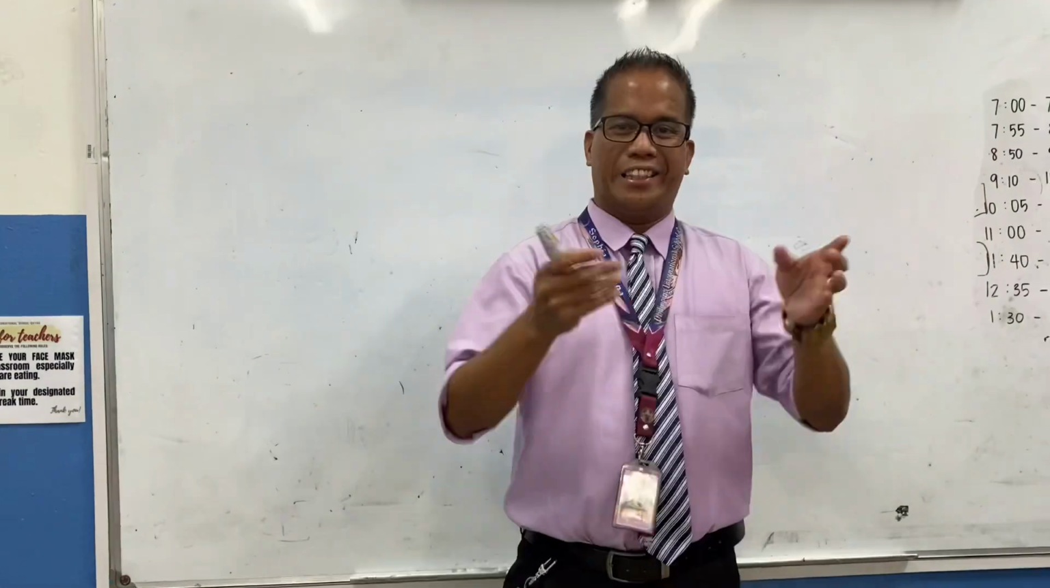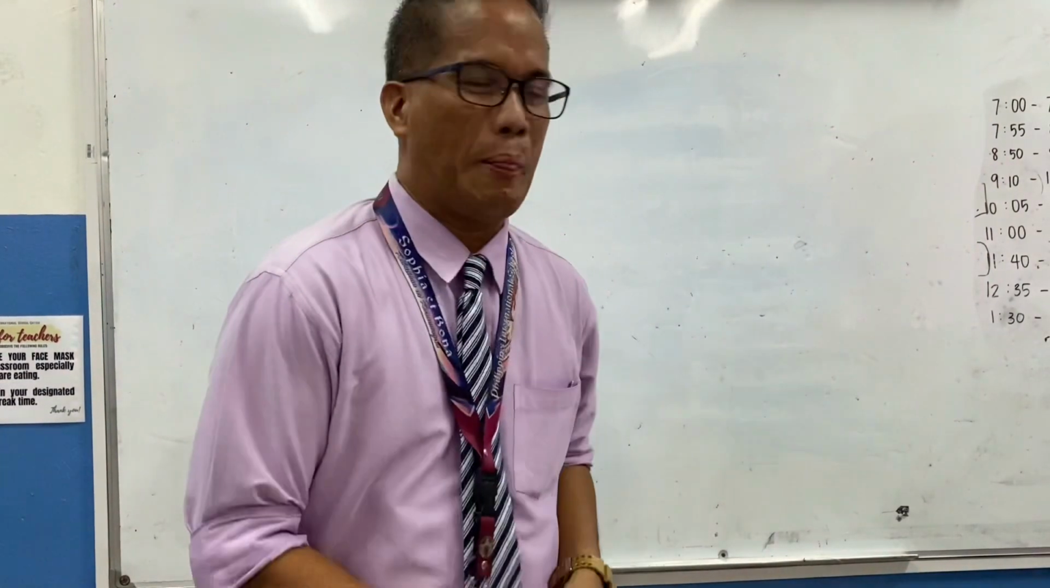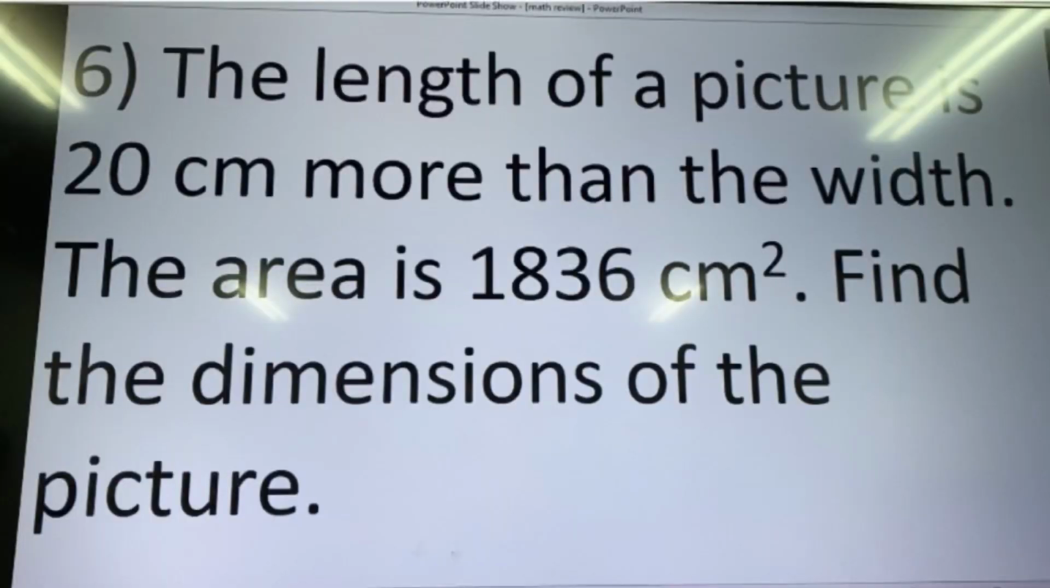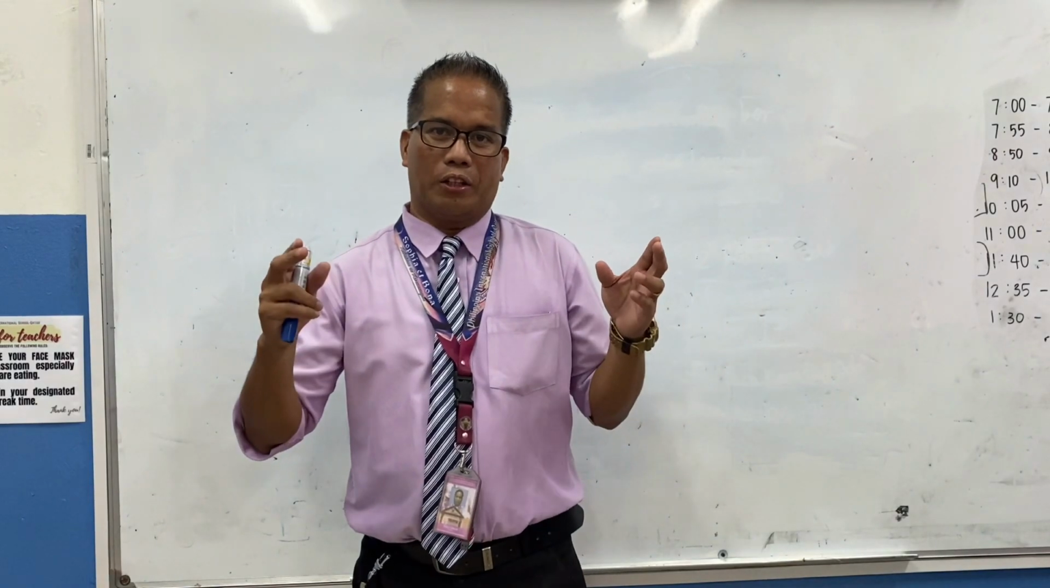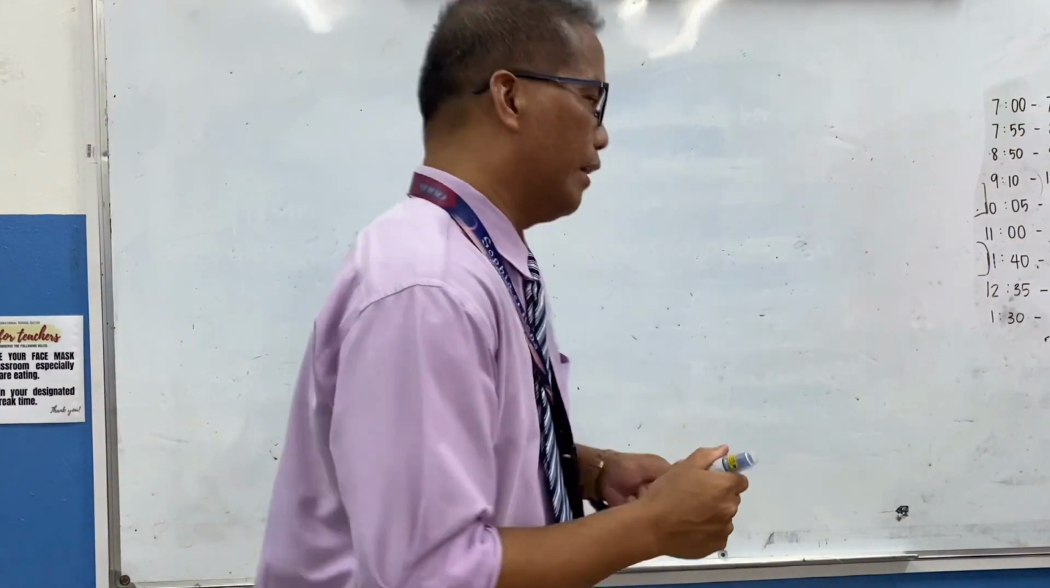Okay guys, let us answer question number 6. Question. The length of a picture is 20 centimeters more than the width. The area is 1,836 square centimeters. Find the dimensions of the picture. So in this question, we are going to find the dimensions. We are referring to the length and the width. So let's start.